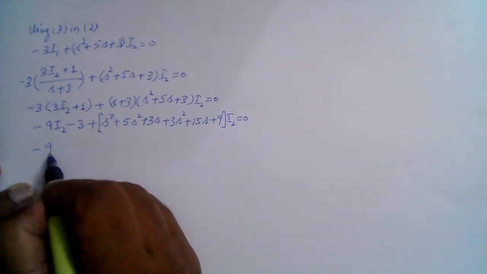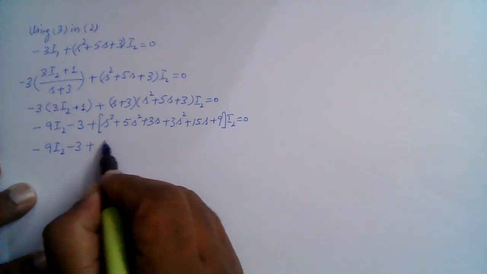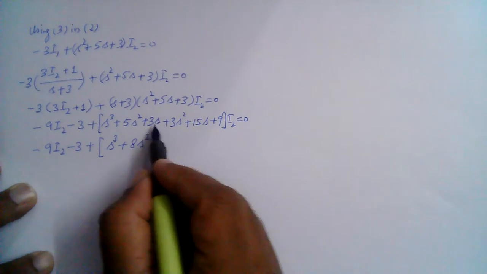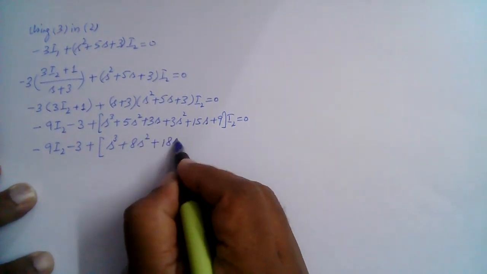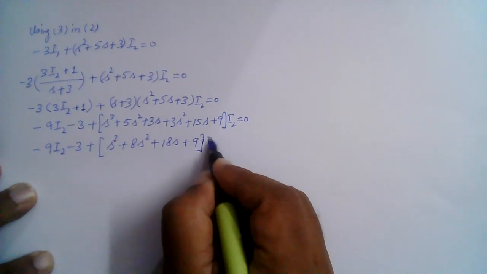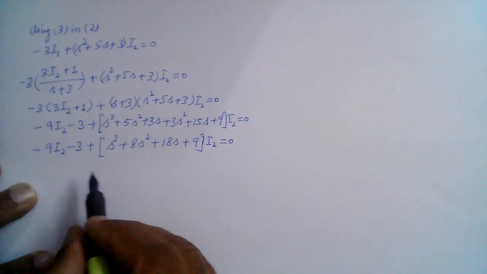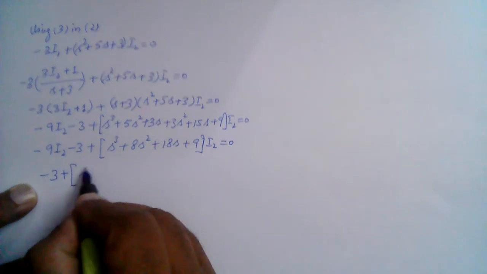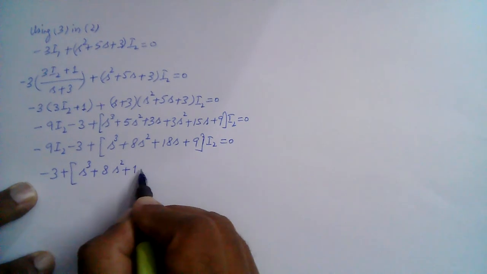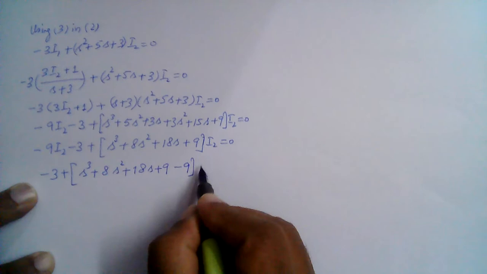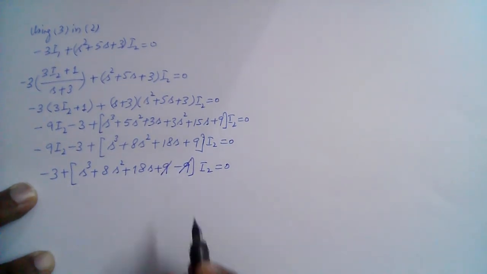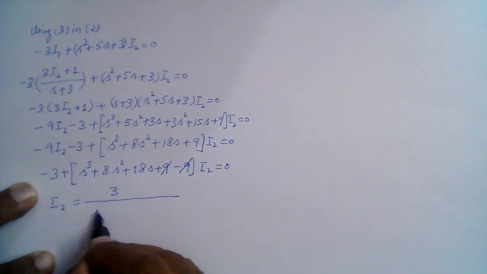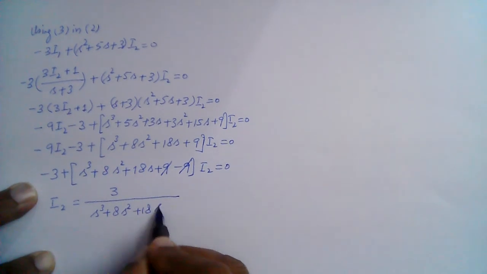So that will be minus 9 I2 minus 3 plus s cube, 5s square plus 3s square, so that is 8s square. So 3s plus 15s, that is 18s, and plus 9, and this is I2 is equal to 0. And we have a minus 3 and plus s cube plus 8s square plus 18s plus 9 minus 9, I2 is equal to 0. So this cancels out. So we have I2 is equal to 3 divided by S cube plus 8 S square plus 18S.